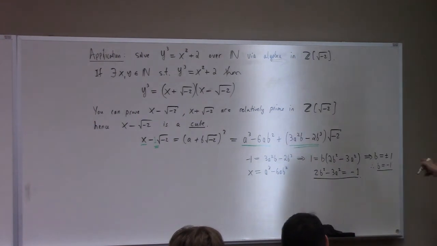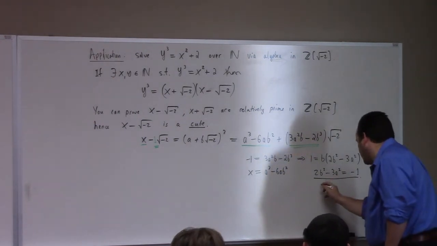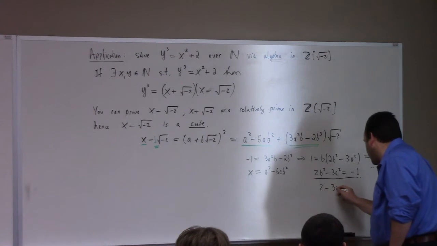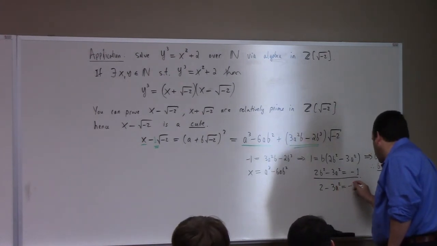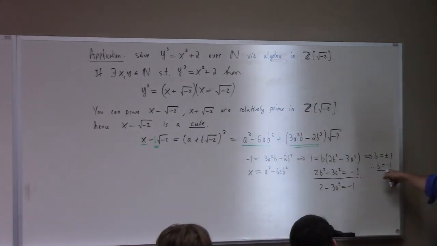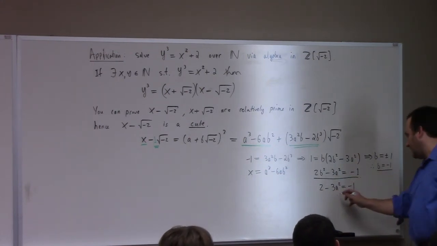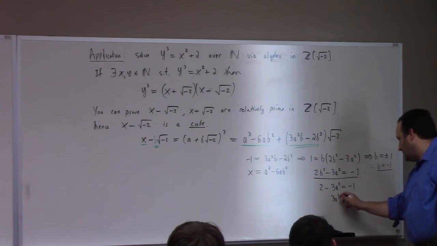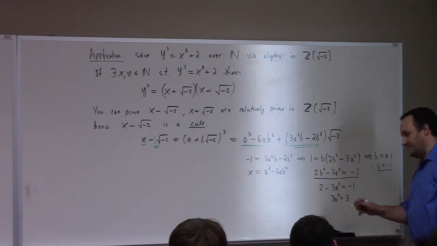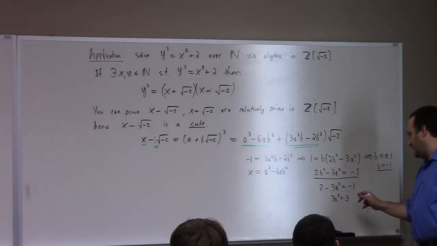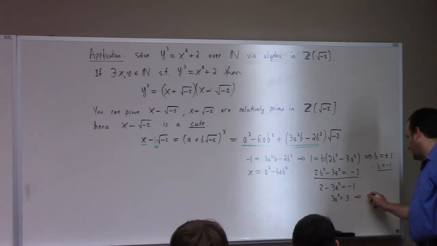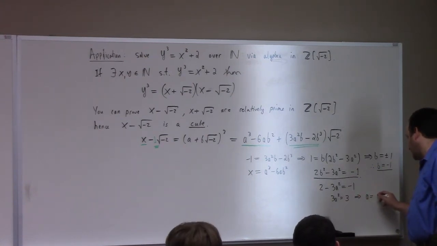Well, we know b is minus 1, so b squared is just 1. This is actually 2 minus 3a squared equals minus 1. And this gives us that 3a squared is equal to 3, which tells me that a is equal to plus or minus 1, right?